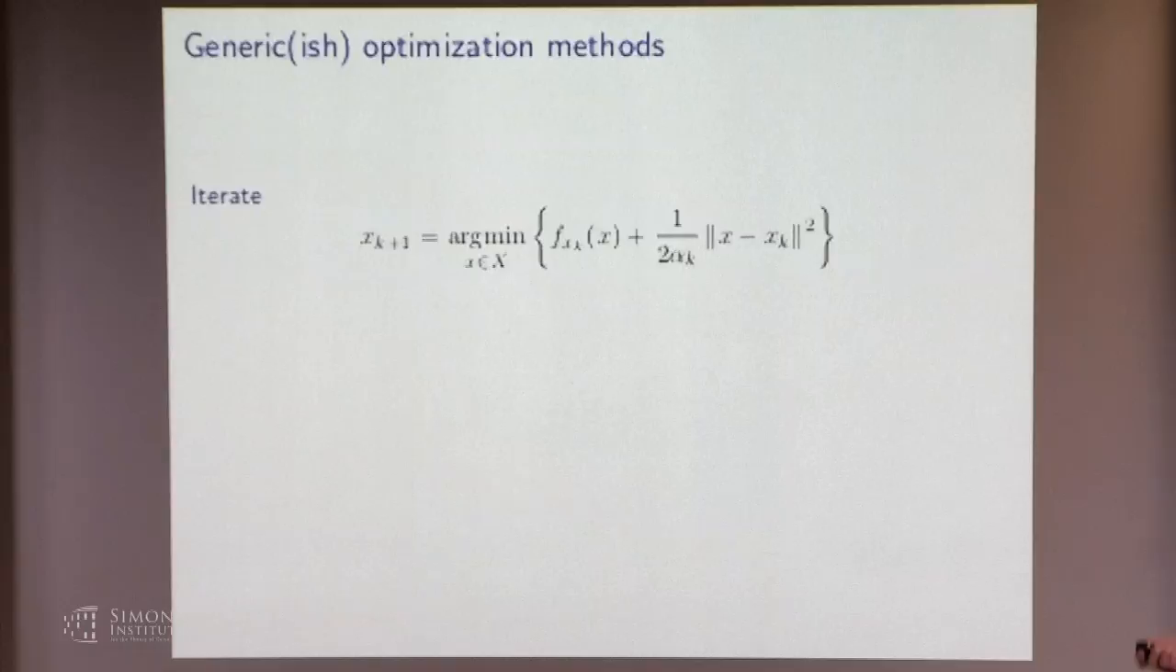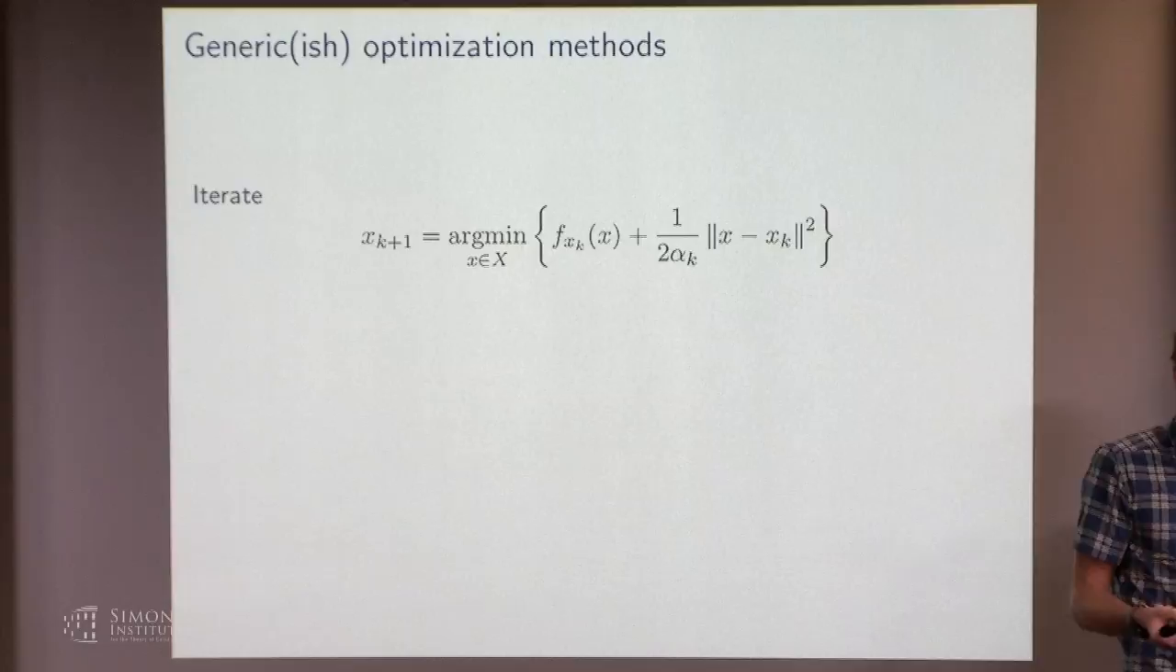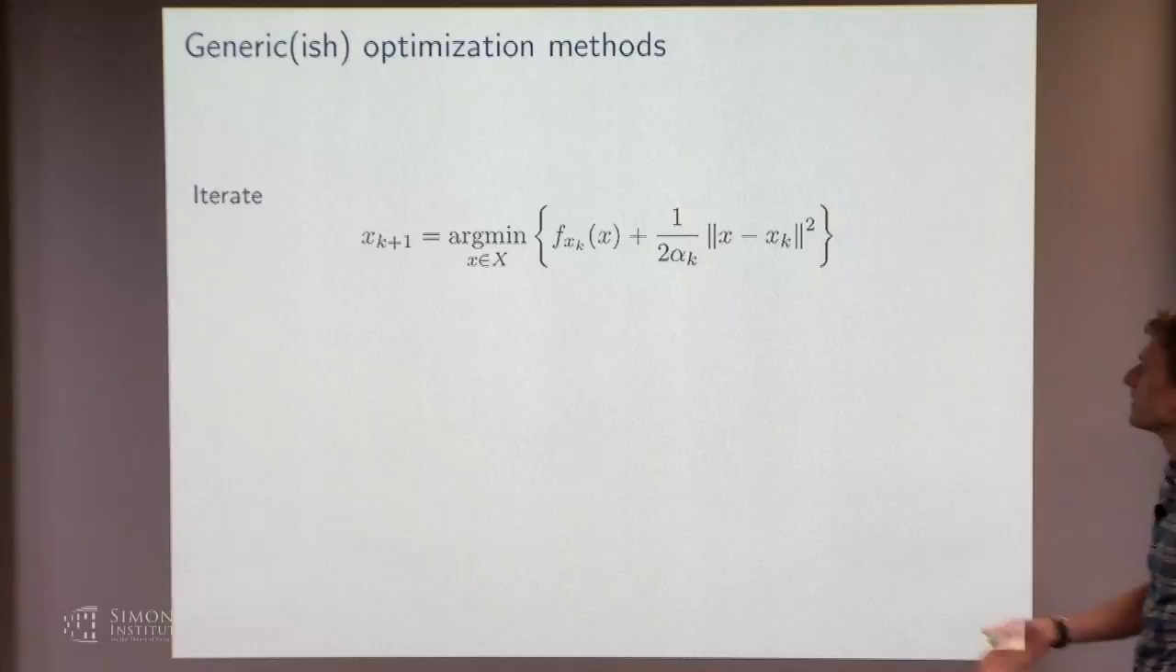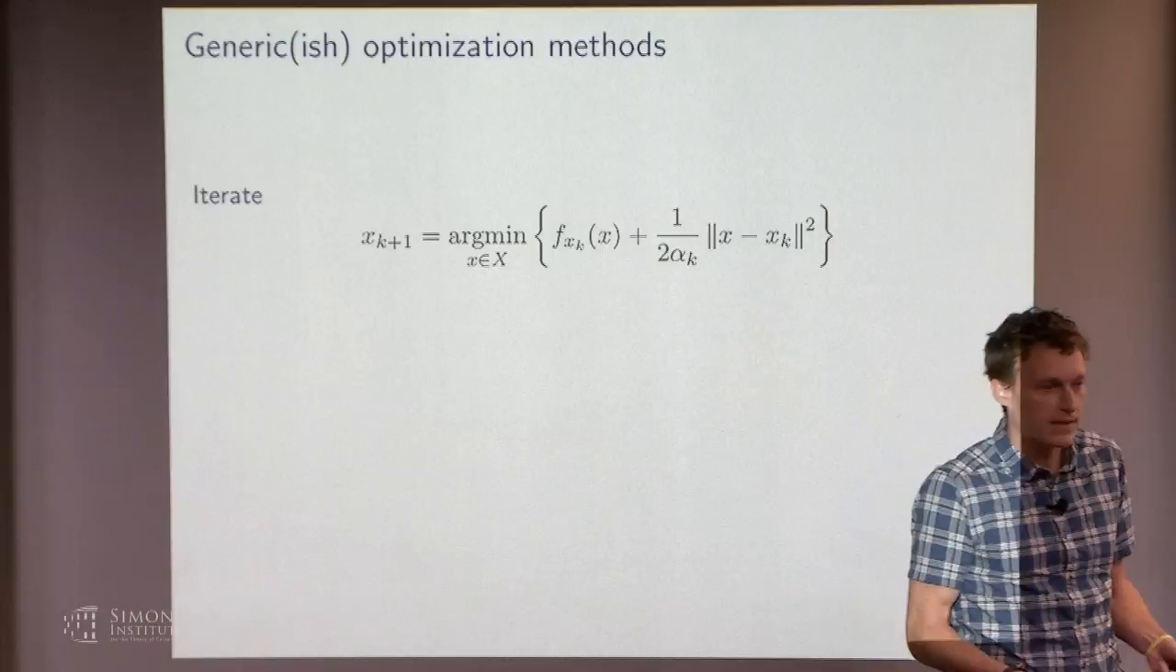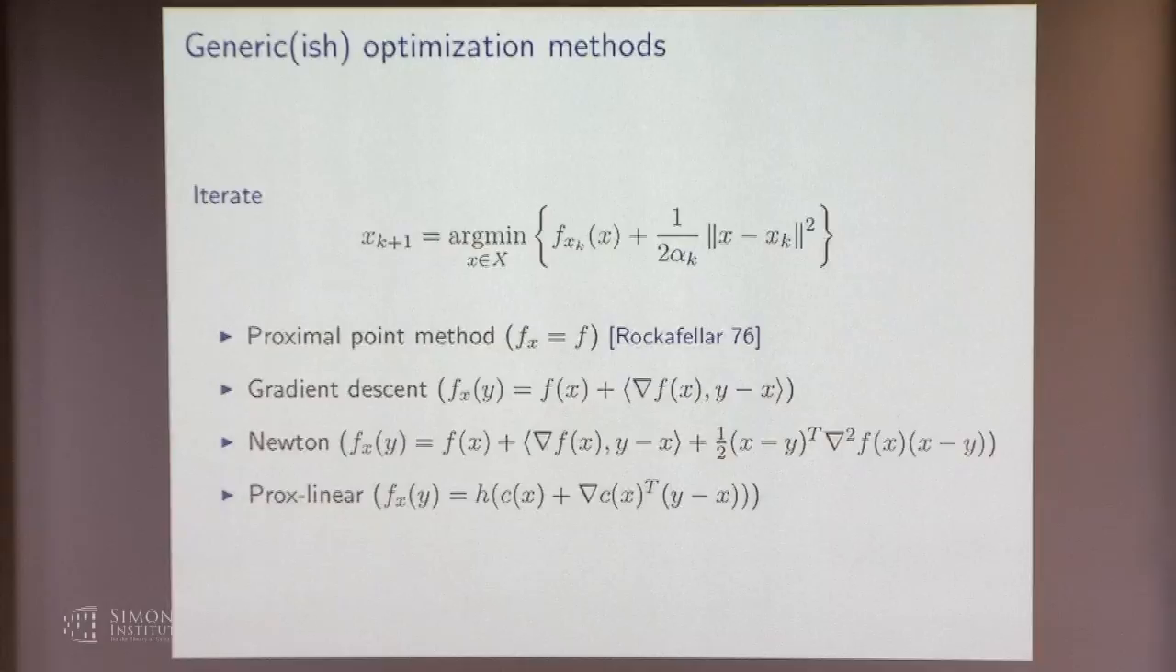But so then what we do, the generic-ish strategy for optimization, is you pick some sequence of step sizes, which I'll represent by alpha k, and we iterate. Xk plus 1 is the minimizer, in whatever our constraints are, of f modeled around the point xk, with some regularization so we don't go flying around all over the place. Okay, so that's what a model is in optimization. And this is kind of a generic method, and a lot of methods fall in this framework.